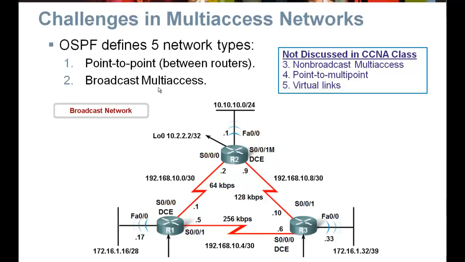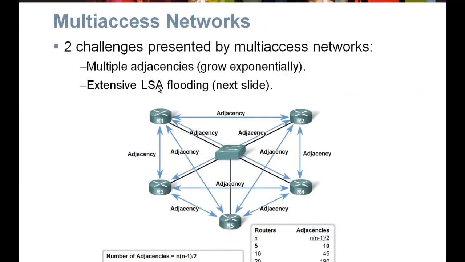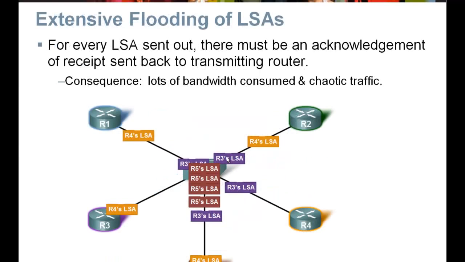But in broadcast multi-access, then you have issues. So here's a broadcast multi-access network. Basically, all these routers plug into the switch, which means this router on this line here has to connect to him, he connects to him, he connects to him. So there's a lot of different connections in here. Because of this, it causes an issue with what they refer to as LSA flooding.